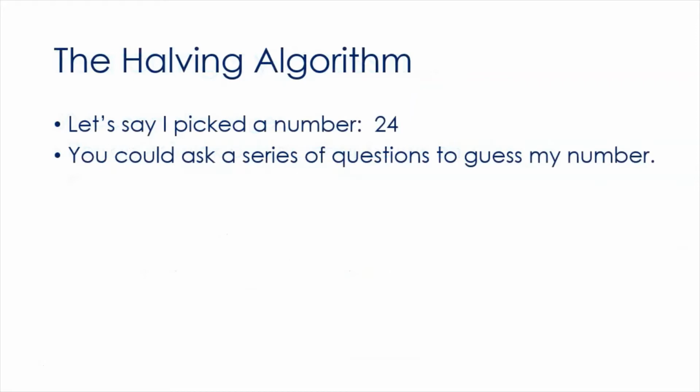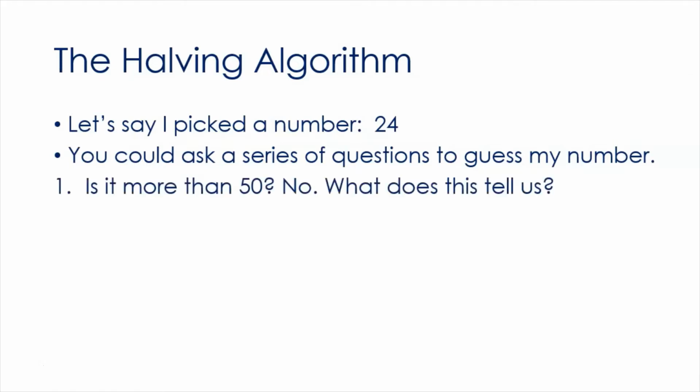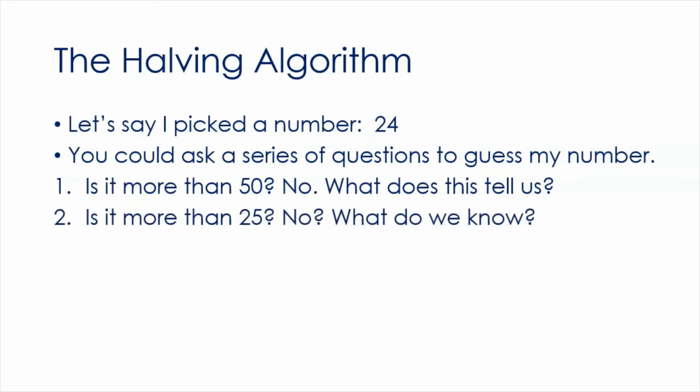Another approach could be the halving algorithm. Let's say I pick a number, 24. You could ask a series of questions to guess my number. Is it more than 50? No. So what does this tell us? Is it more than 25? No. What do we know now?